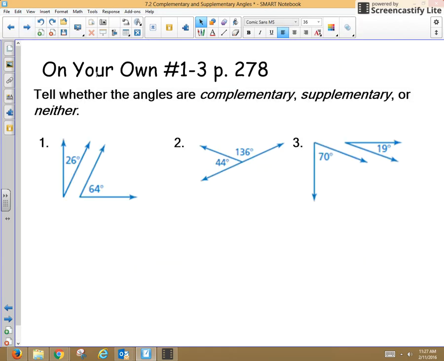Now I would like you to try on your own numbers 1 through 3. Tell me if the angles are complementary, supplementary, or neither, and show the math, show the addition to prove your answer is true.